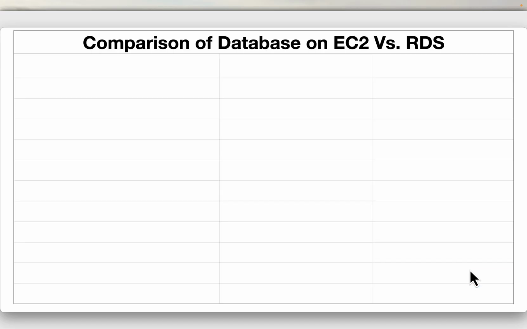But the actual point is to compare EC2 with RDS. So this is the last, so let's say RDS is like maximum into the cloud because you are using a managed service instead of installing on EC2. So let's do a feature comparison.